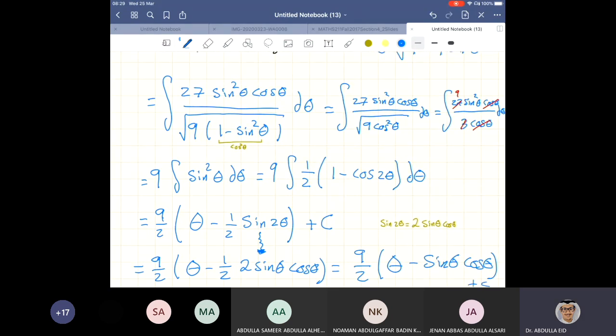Do you have any questions so far? Finishing the integral, it's a long process, but it's worth it. But do you have any question? Do you have a question? Hello? No.